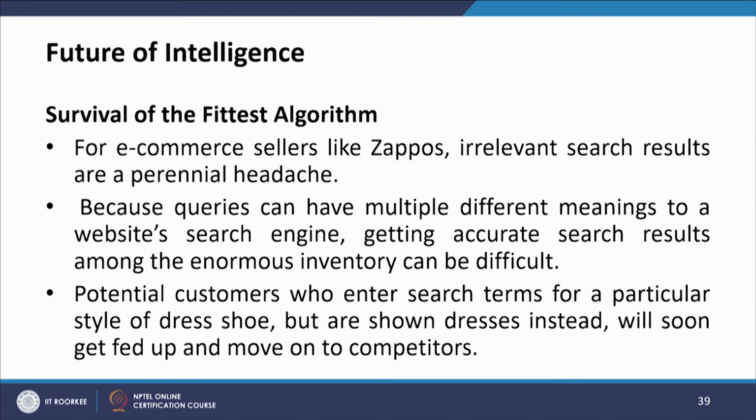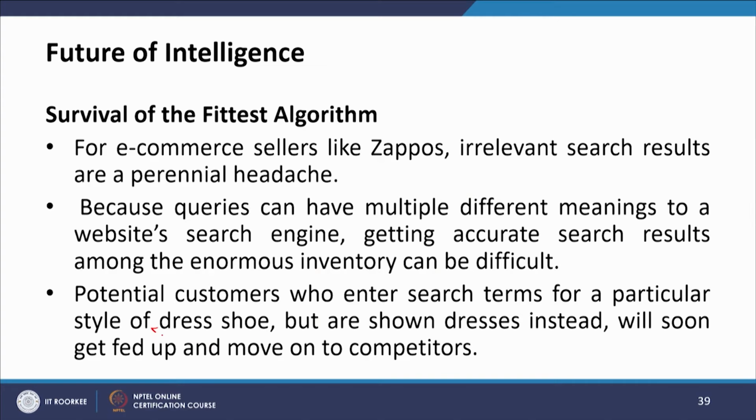The next is the survival of the fittest algorithm. For an e-commerce seller like Zappos, irrelevant search results are a perennial headache, because queries can have multiple different meanings to a website search engine. Getting accurate search results among the enormous inventory can be very difficult. So, potential customers who enter a search term for a particular style of shoe, but are shown dresses instead, will soon get fed up and move on to competitors. So, the customers are asking for dress shoes and the search engine is showing them dresses.